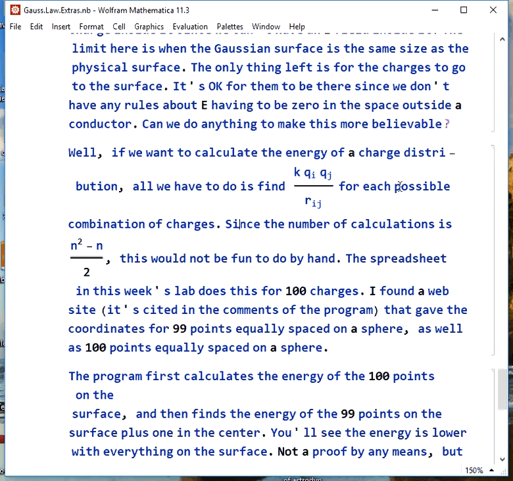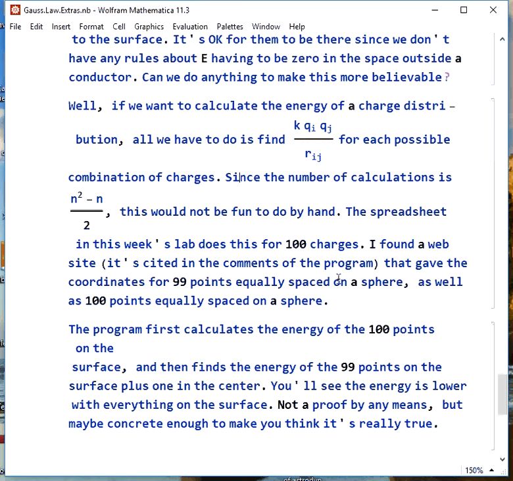There's a spreadsheet in this week's lab that does this for 100 charges. Now, there's a website that I found, and it's cited in the comments of the program, that gave the coordinates for putting 99 points equally spaced on a sphere and for putting 100 points equally spaced on a sphere. What the program does is it does this sum. So for 100 points, you're looking at about 5,000 calculations. That's why we don't want to do it by hand.